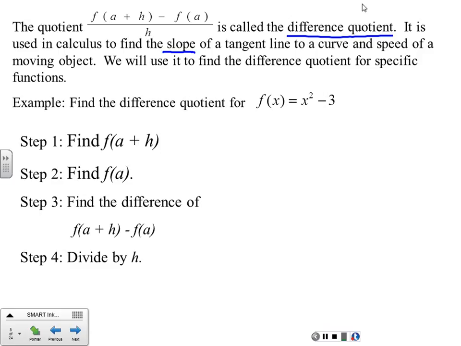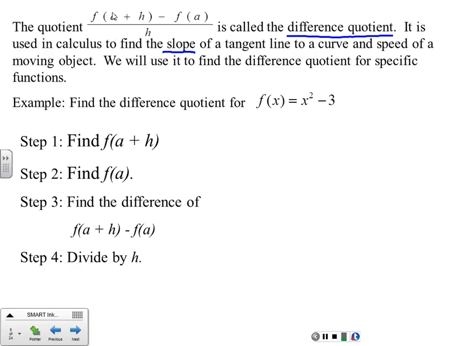To find the difference quotient, let's talk about this. Your difference quotient is this: f of a plus h minus f of a, all divided by h. What in the world does that mean? Well, that means you have 1, 2, 3, 4 things to do in order to find the difference quotient.